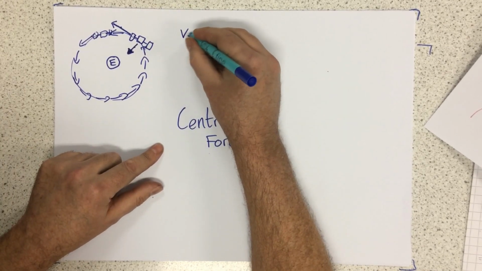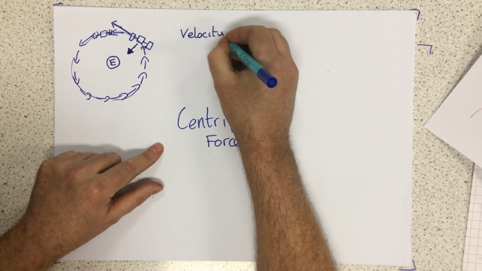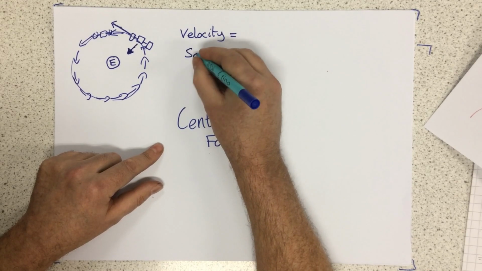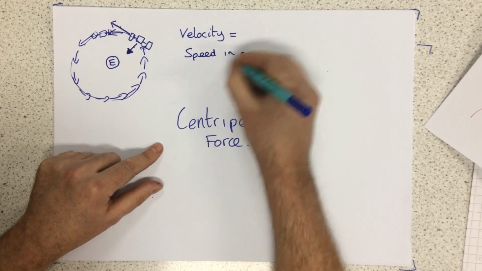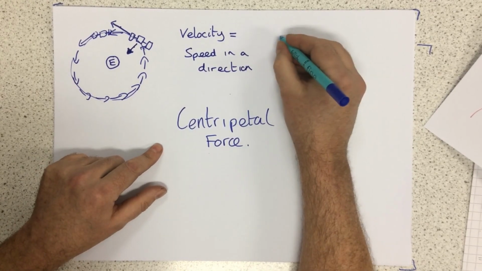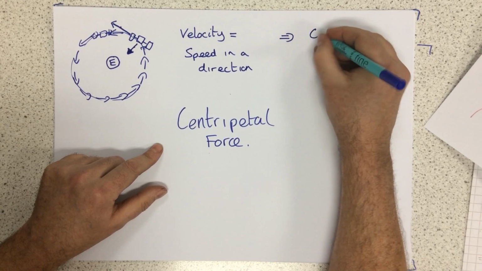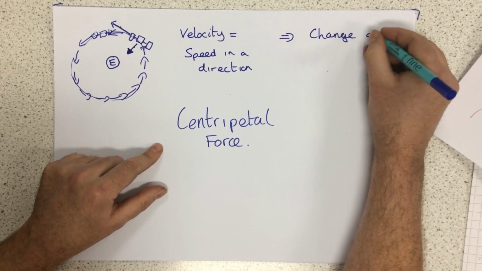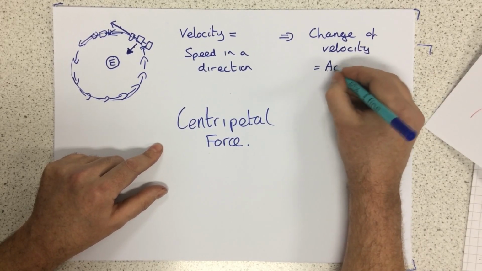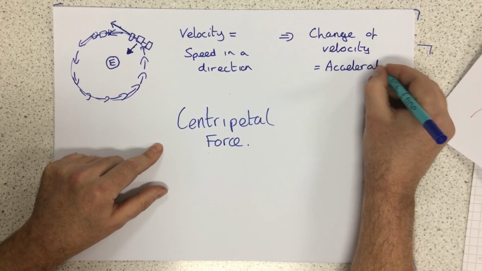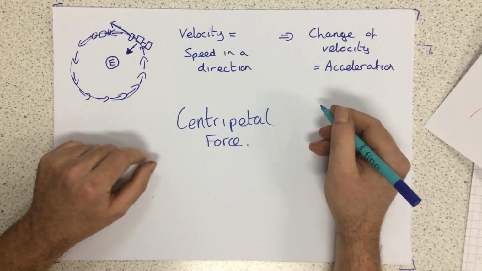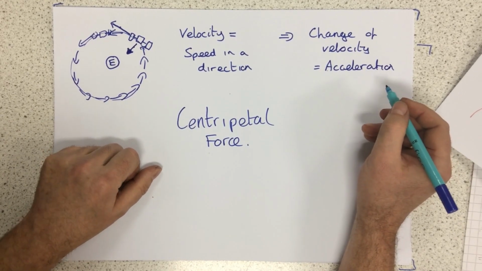Now, we need to consider velocity and its parts and its definition. So velocity is a speed in a direction. And if we have a change in velocity, we have what we call acceleration. Now, initially, when we look at our satellite, we would say that it has the same speed, so how can it possibly have an acceleration?